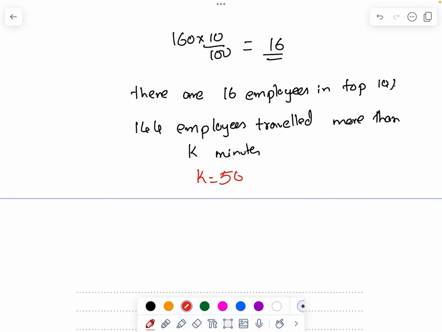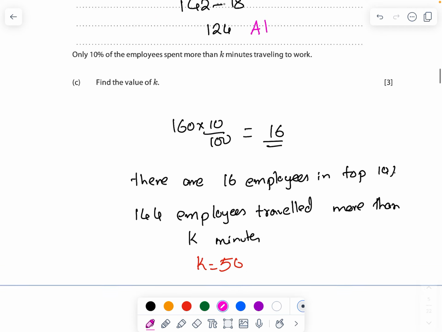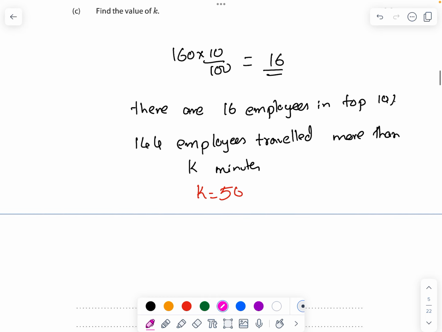K equals 56. How many marks is this question? It is a 3 marks question. So therefore, this one is M1, and getting 144 is going to give you A1, and 56 is going to give you another A1.